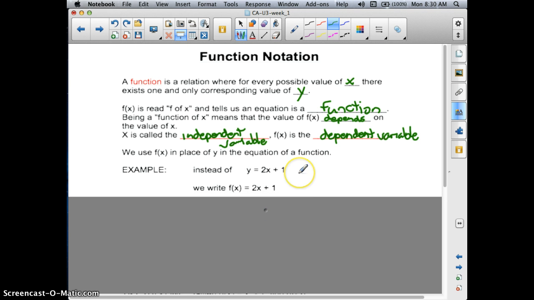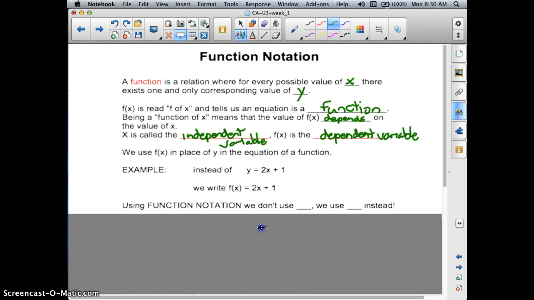Instead of y = 2x + 1, using function notation, we write f(x) = 2x + 1. That's it. The equation itself doesn't change. If we were graphing it, the slope and the y-intercept are still in the same place. We do it the same way, but instead of y, we write f(x). Using function notation, we don't use y. We use f(x) instead.